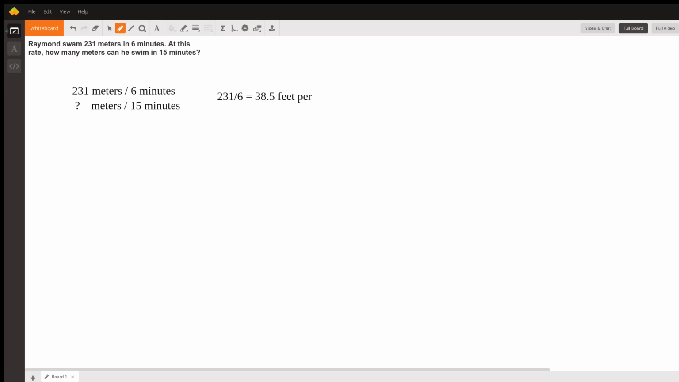meters per minute. And then if you want to find out how many meters he will go in 15 minutes, you basically multiply this rate by the amount of minutes, and you will see that you get exactly 577.5 meters. And that's basically the first way to do it.